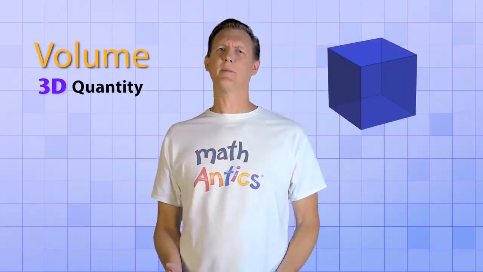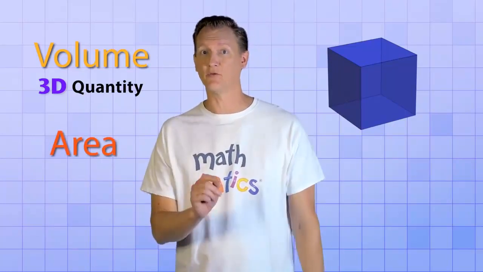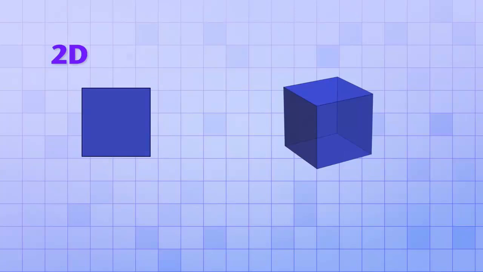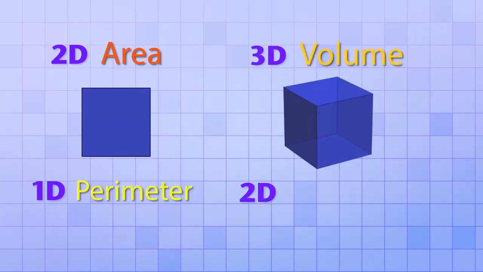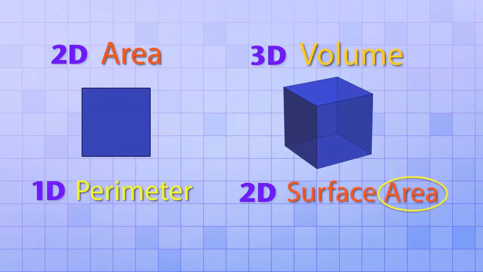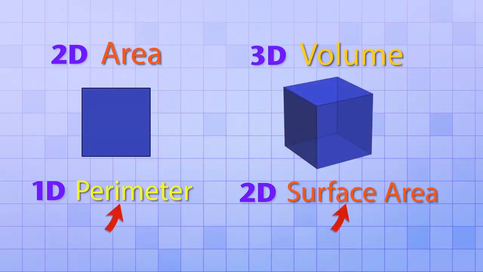But since we've also talked a lot about area in this video, I want to point out that 3D objects also have a type of area that you don't want to confuse with volume. You might remember from our previous videos that 2D shapes have both a 2D quantity called area and a 1D quantity called perimeter. Well, in a similar way, 3D objects have both a 3D quantity called volume and a 2D quantity called surface area. Surface area is a lot like it sounds. It's the area of the object's outer surface or shell. Perimeter and surface area are both outer boundaries of geometric shapes.